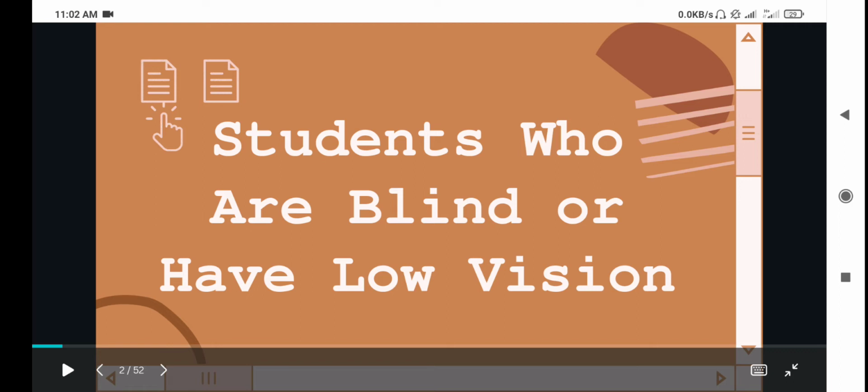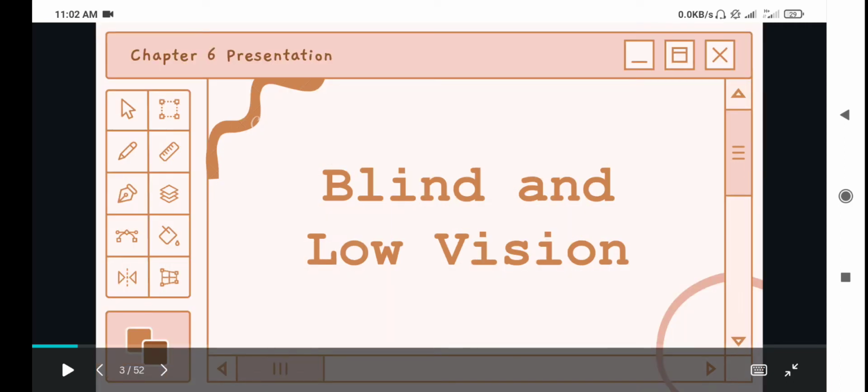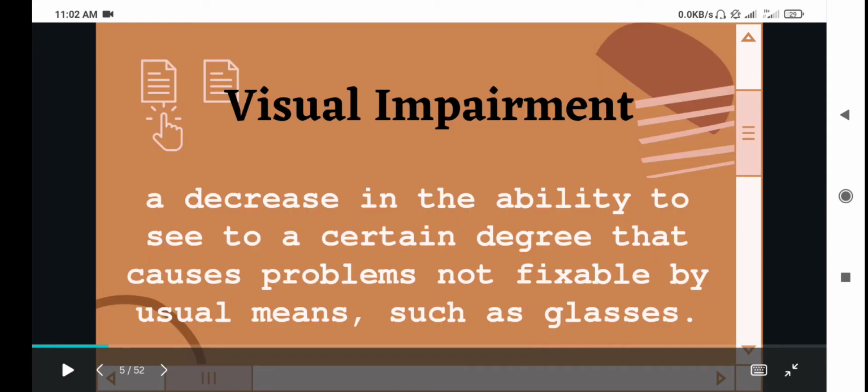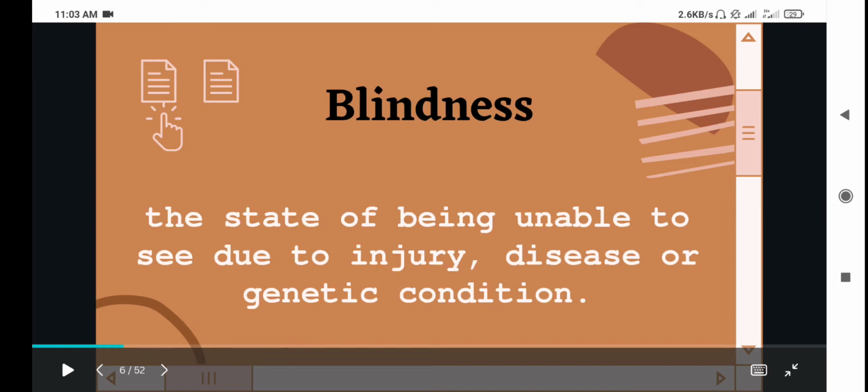First, we have the students who are blind or have low vision. So, blind and low vision. A question people ask often is what's the difference between someone who is blind and someone who is visually impaired? So what's the difference between visual impairment and blindness? Visual impairment is a decrease in the ability to see to a certain degree that causes problems not fixable by usual means such as glasses, while blindness is the state of being unable to see due to injury, disease, or genetic conditions.